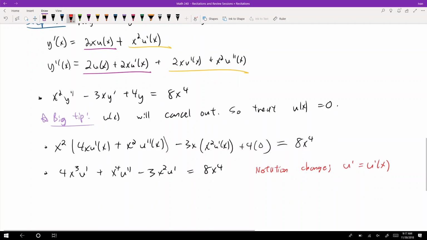All right, and then we'll simplify this a little more. Now you get x fourth u double prime. You want the u double prime term, or the highest order derivative term, to be leading. So I'm going to put that out in front, and then these other terms cancel out a little bit. So now you just get x. Oh, this should be x cubed. And so now you get x cubed u prime. And that's equal to 8x to the fourth.